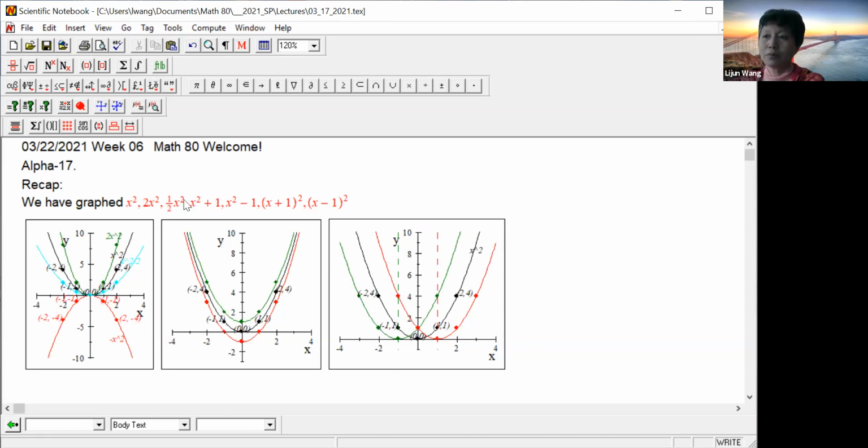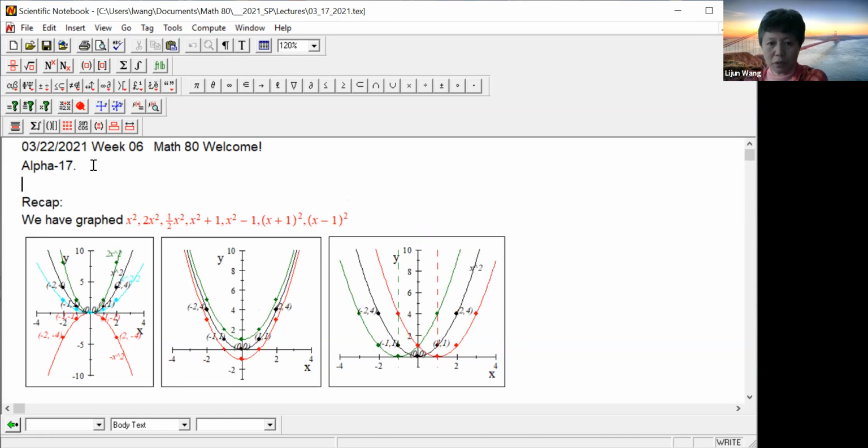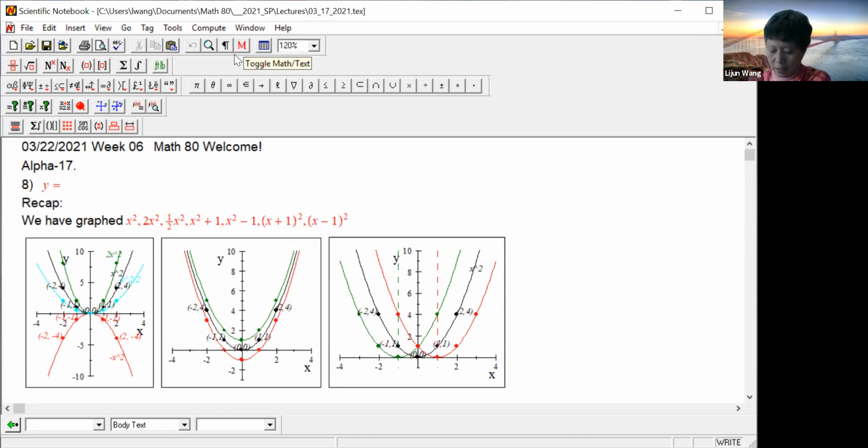So now, we're going to attack number 8 in alpha 17. And this is in a much more general form. It's a function y in the form of ax squared plus bx plus c, provided a is not equal to 0, okay?